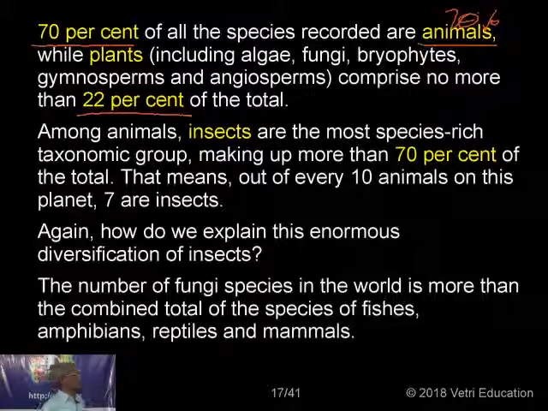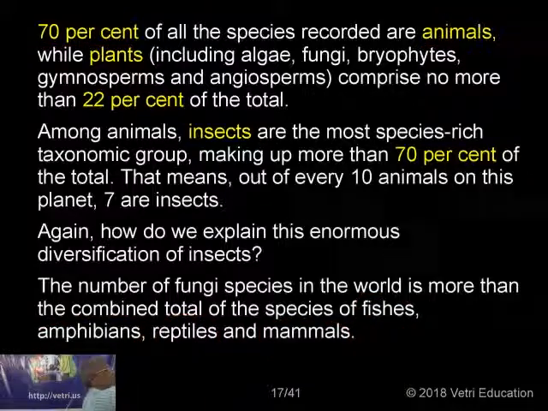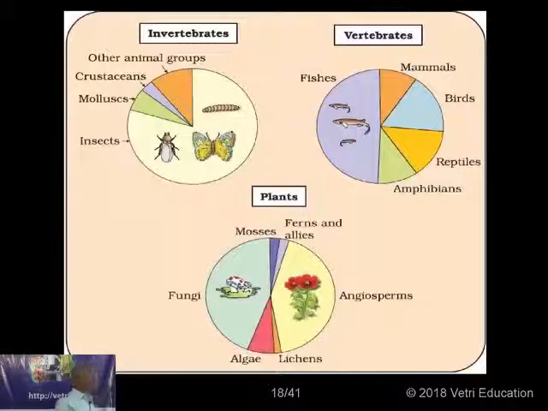So the number of fungi species in the world is more than the combined total number of species of fishes, amphibians, reptiles and mammals. So these are all very minor groups: fishes, amphibians, reptiles and mammals. The fungi number is more than all these 4 numbers put together. Fungi is also very widely distributed.